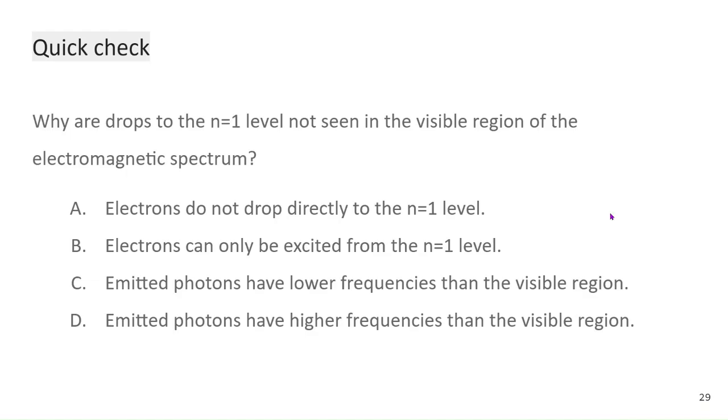Correct answer is D. Emitted photons have higher frequencies than the visible region. They release more energy than is in that visible region, so our eyes can't see it. Our eyes can only see a very small portion of the electromagnetic spectrum. So they have a higher frequency and higher energy than our eyes are able to see.